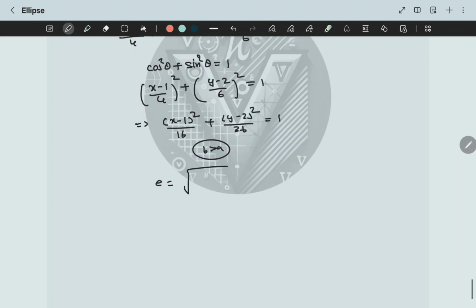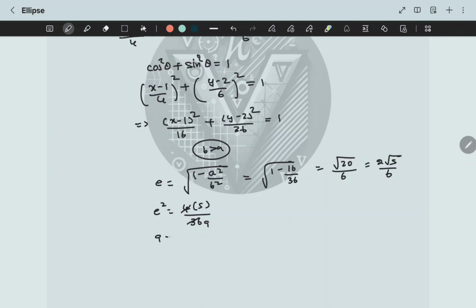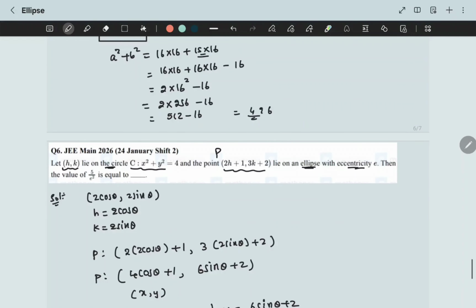Okay. So e will be under root 1 minus a square divided by b square, which is under root 1 minus 16 divided by 36. So this should be under root 20 divided by 6, which is nothing but 2 root 5 divided by 6. So e square will be 4 into 5 divided by 36. So what is he asking? 5 divided by e square should be equal to 9, right? If I rearrange, I'll get 5 divided by e square is equal to 9. That is what he's asking.